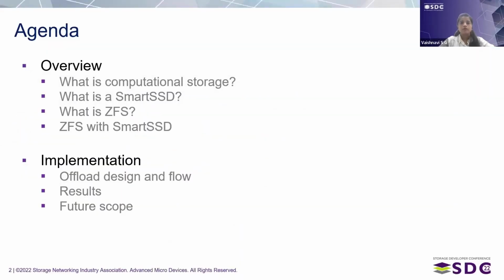As the agenda goes, we are going to first give an overview of computational storage and a quick overview of SmartSSD, as we have used that as the computational storage device. And then we are going to talk about ZFS and why we have picked ZFS and which compression we have chosen to offload and why. Next, we will discuss where we have modified ZFS for the offload. Later, we will discuss offload design and flow and how much and in what all aspects we have benefited. Let's get started.